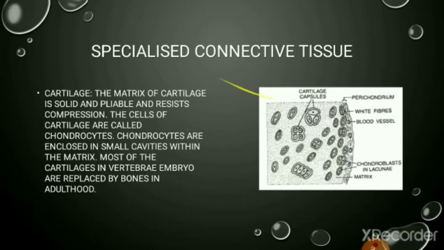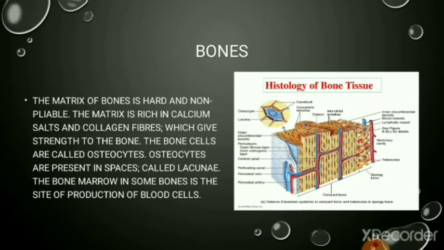Okay. The second type of specialized connective tissue is bone. The matrix of bone is hard and non-pliable. It means their shape cannot be changed. They are hard because very little intercellular space is present, and the matrix is rich in calcium salts and collagen fibers, which are very tightly packed with each other. This hard, non-pliable structure provides rigidity and strength to the bone, as a result of which bones provide a basic framework to the body and form the skeletal system in most chordate animals.